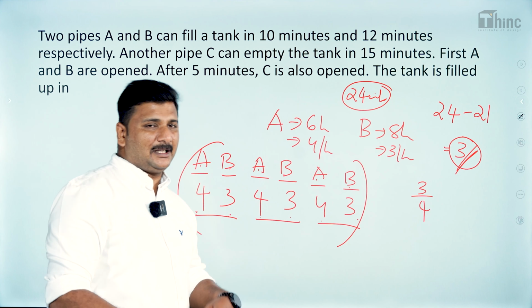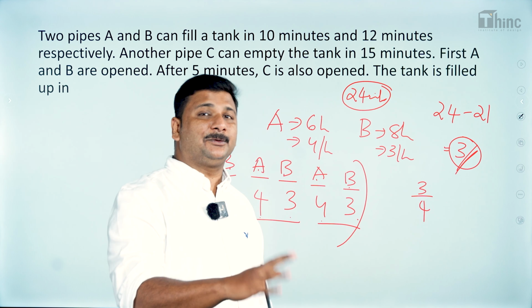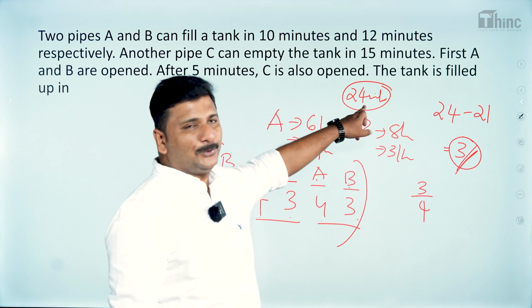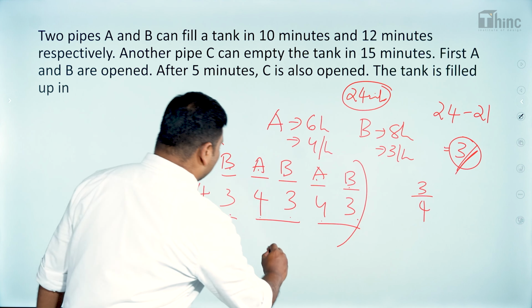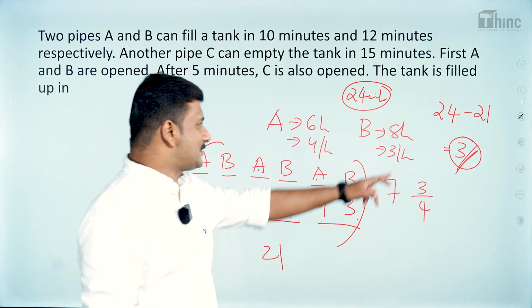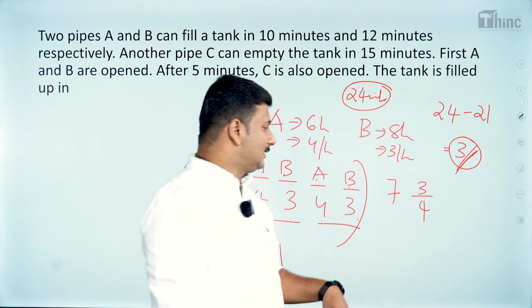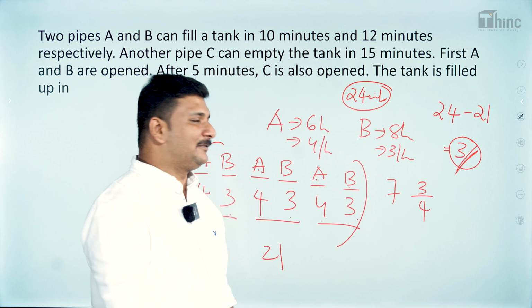So next hour, if A is working that hour in full, then 4 more units will be done and 21 plus 4, 25 units will be done. But we need to do only 24 units. So already 21 is done in the first 6 hours. So now we know that only 3 more units to go. Now the next hour A is working. A can do 4 units in an hour. For doing 3 units, A needs only 3 by 4 more hours.